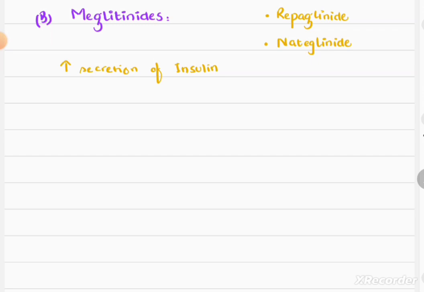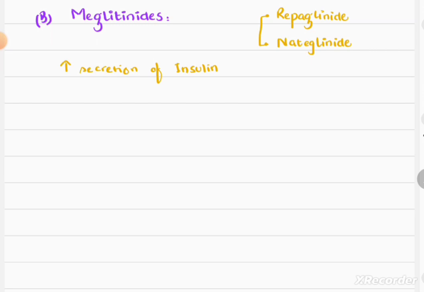So they will increase the concentration or secretion of insulin from the pancreas, and they have a more rapid onset and shorter duration of activity as compared to the sulfonylureas. So we have two drugs in this class. We have repaglinide and nateglinide. So these are the two drugs that are in this class.